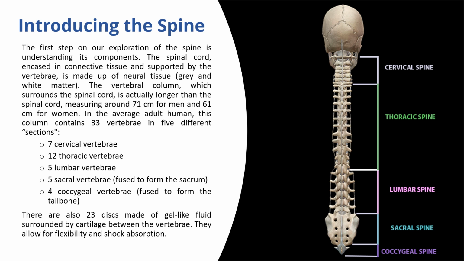In the average adult human, this column contains 33 vertebrae in 5 different sections: 7 cervical vertebrae, 12 thoracic vertebrae, 5 lumbar vertebrae, 5 sacral vertebrae, which are fused to form the sacrum, and 4 coccygeal vertebrae, which are fused to form the tailbone. There are also 23 discs made of gel-like fluid surrounded by cartilage between the vertebrae. They allow for flexibility and shock absorption.